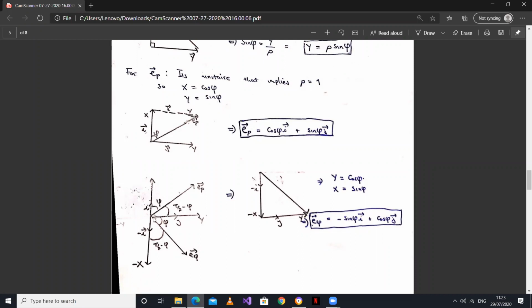So because we are dealing with e_phi this time around, we want the expression for e_phi in terms of i and j in the Cartesian plane. We are going to work with this triangle, this plane down here, the minus x y plane, because we want the expression for e_phi. So as I have mentioned countless times, work with right angle triangles, toujours work with right angle triangles.